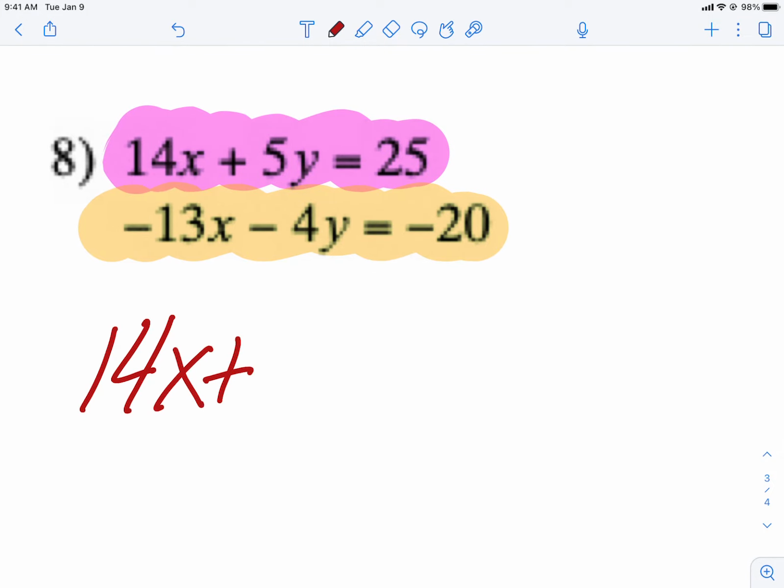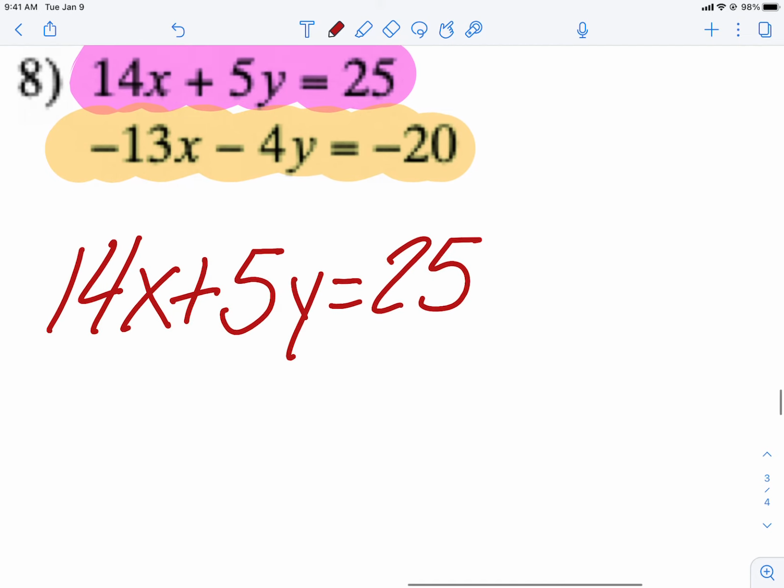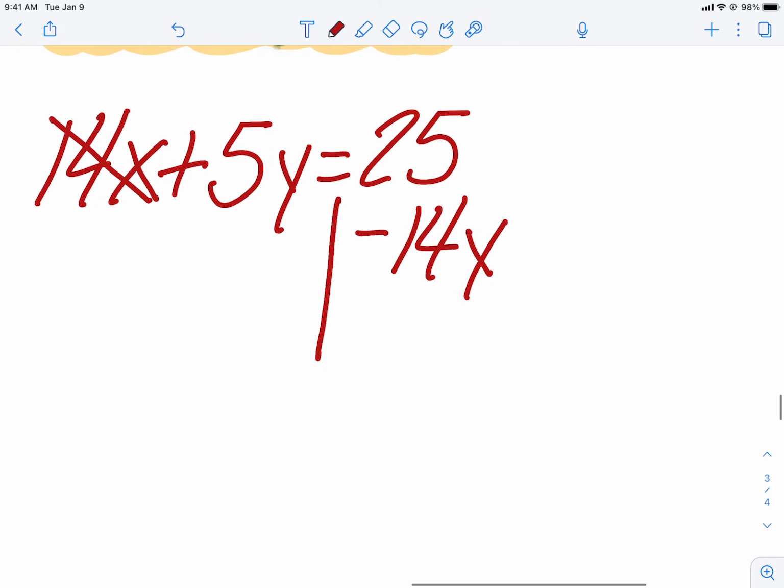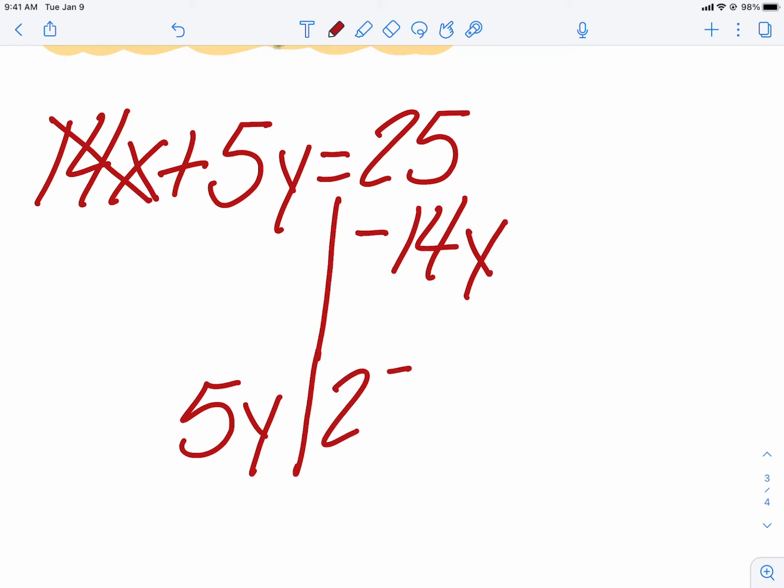write it down just like this. So my goal on this one is to get y by itself. So I'm going to move this 14x over as minus 14x, like this. So I'm left with 5y on this side and 25 minus 14x on that side, like that. So to get y by itself, the opposite of multiplying by 5 is dividing by 5. But I got to share the love and multiply by 5 here too.